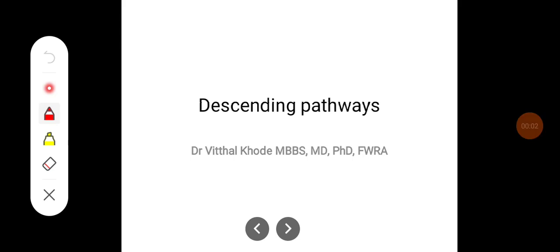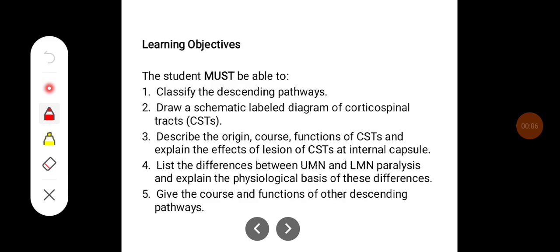Hello everyone. In this class, we'll study about the descending pathways. The learning objectives would be to classify the descending pathways, draw a schematic labeled diagram of corticospinal tracts, describe the origin, course, and functions of the corticospinal tract, and explain the lesions in the corticospinal tract at the internal capsule.